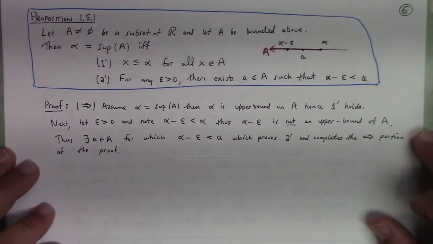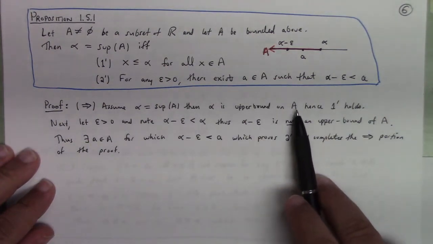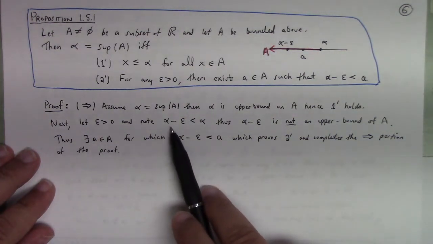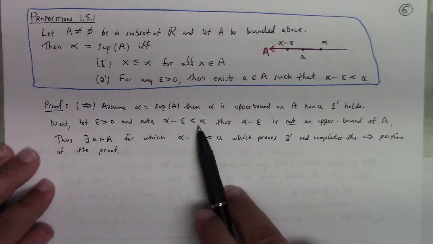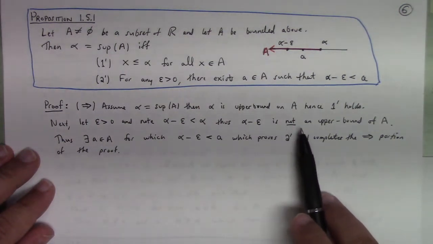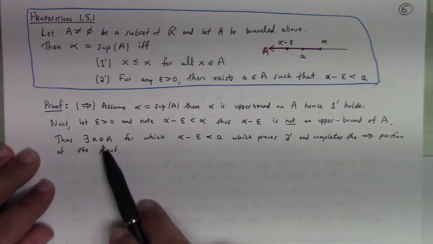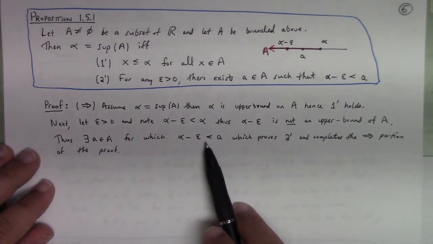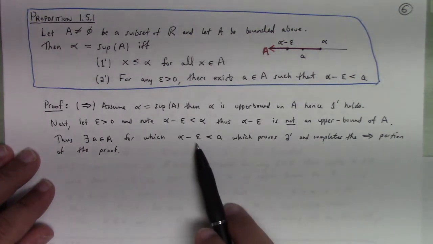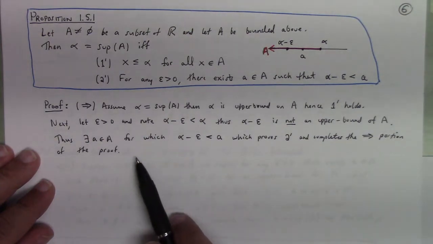So suppose, we'll go forward direction of the proof. Suppose alpha is its supremum, then alpha is an upper bound on A, so that means that 1 prime holds. Let epsilon be positive, and note that alpha minus epsilon is less than alpha, right? That's immediate because epsilon's positive. And thus alpha minus epsilon is not an upper bound of A. Therefore, that means that there exists an a for which alpha minus epsilon is less than a, right? And so thus 2 prime holds, because that's exactly the a that we needed to establish 2 prime.